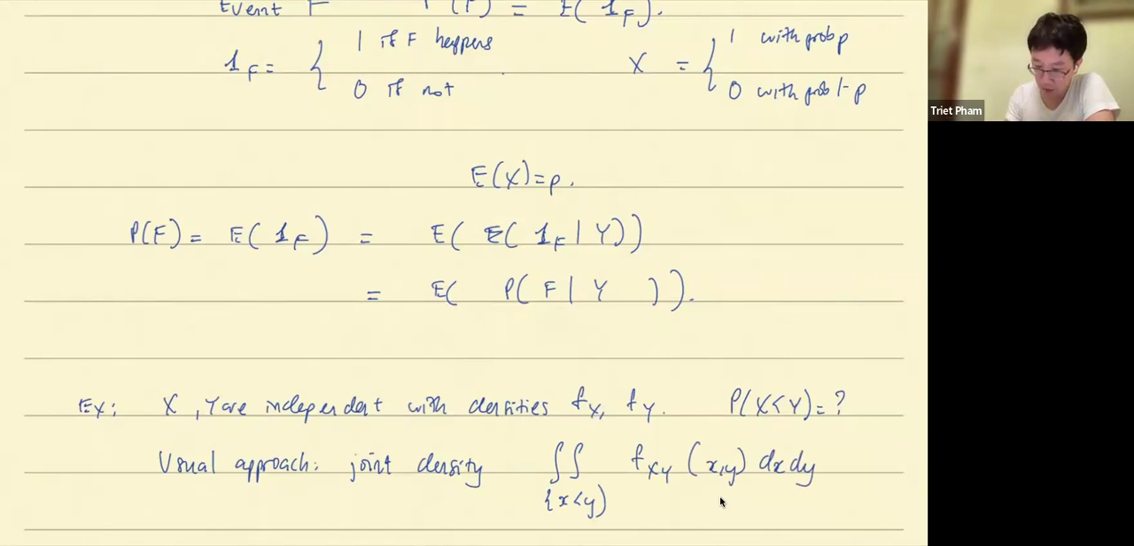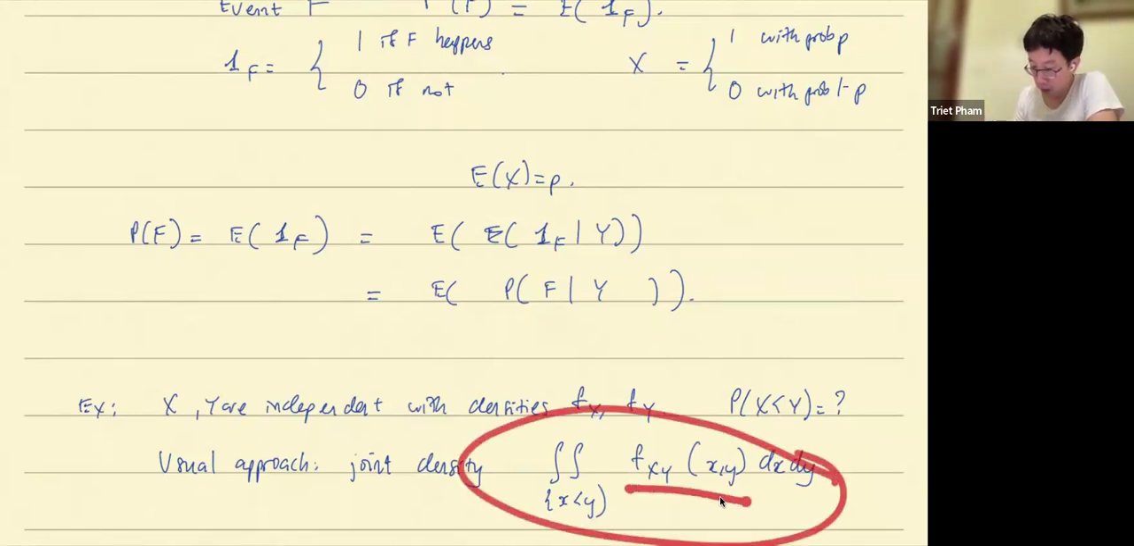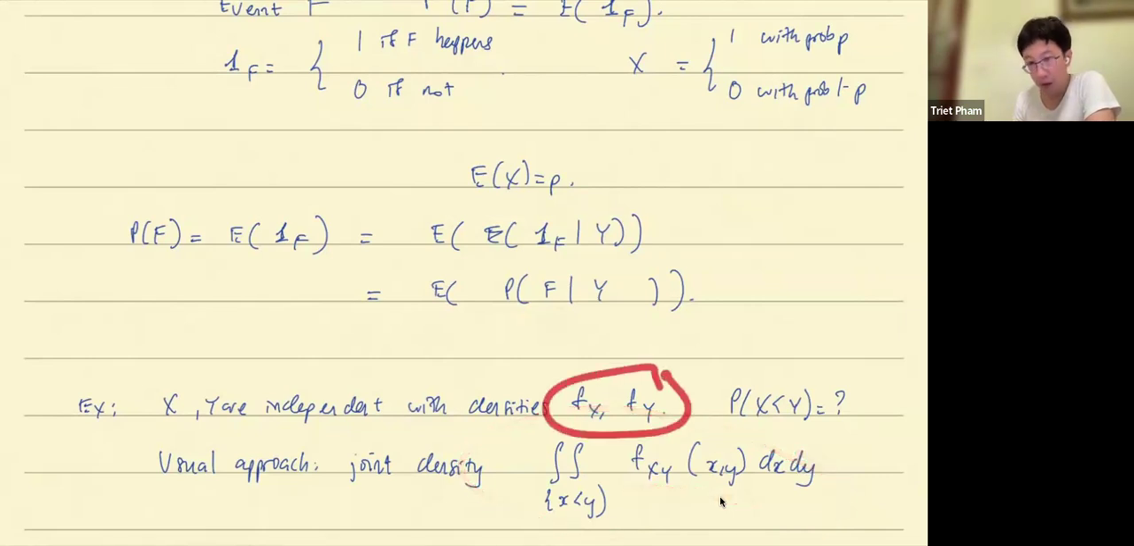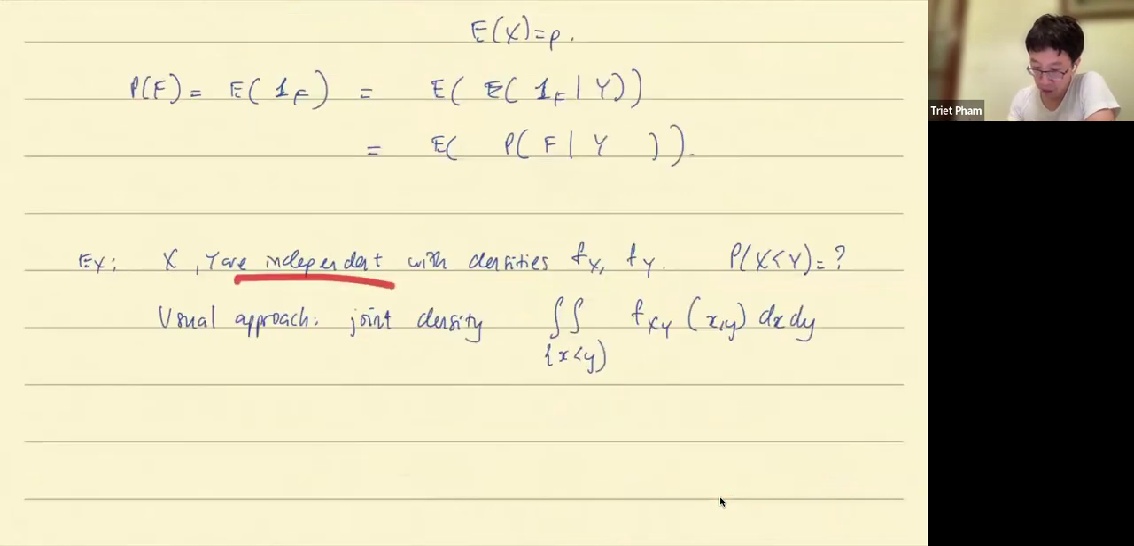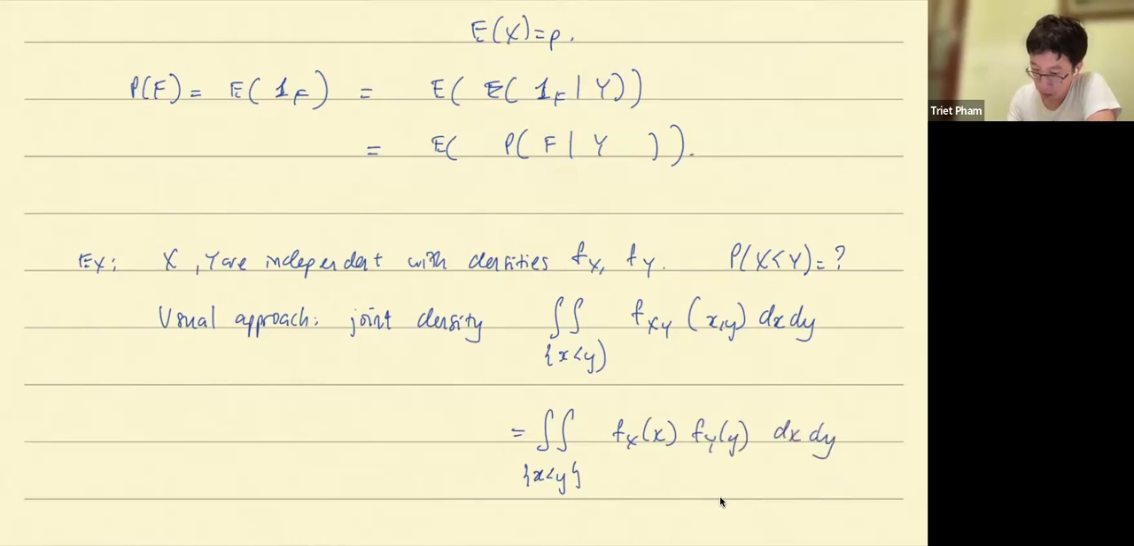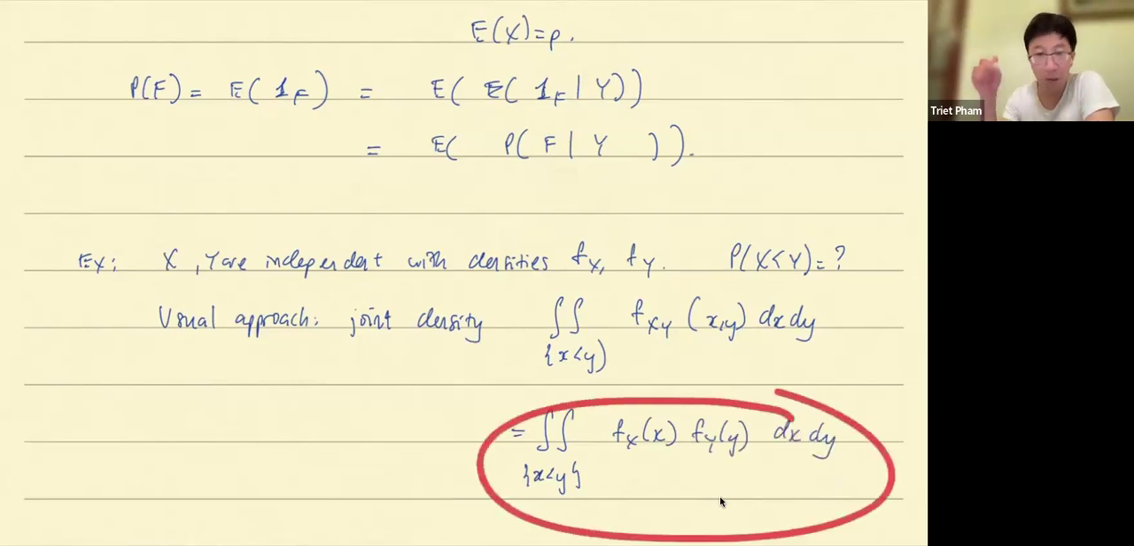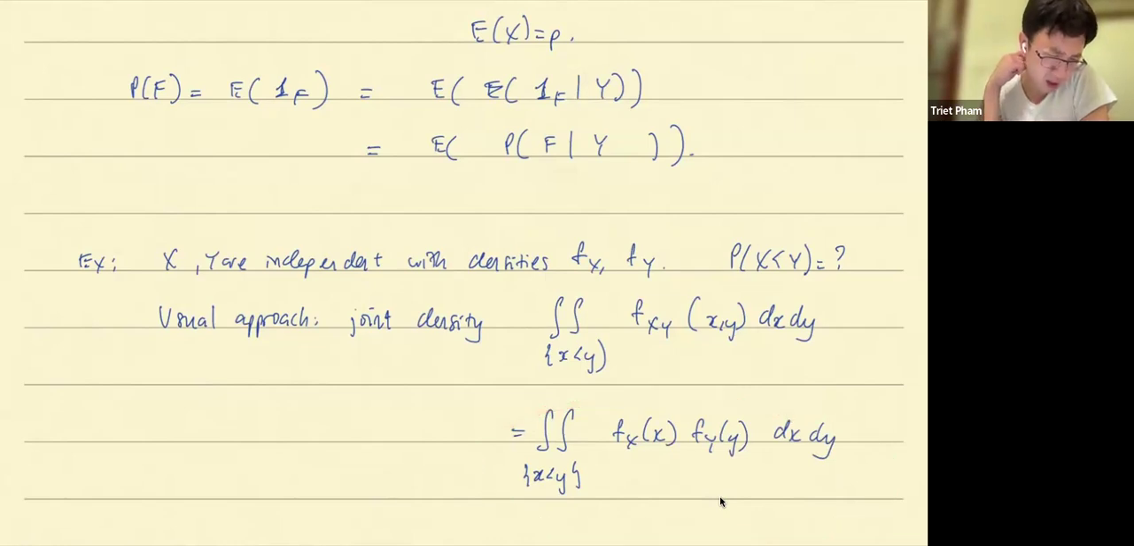Nah, it's fine. And the joint density here will be computed by the product of the densities because they're independent. Okay, maybe let's try that step now. And this step, and then this double integral is calculable. I don't think there's anything that hard about it.